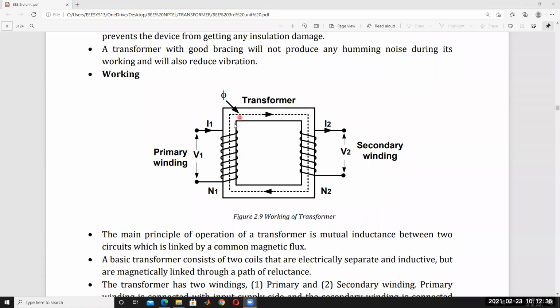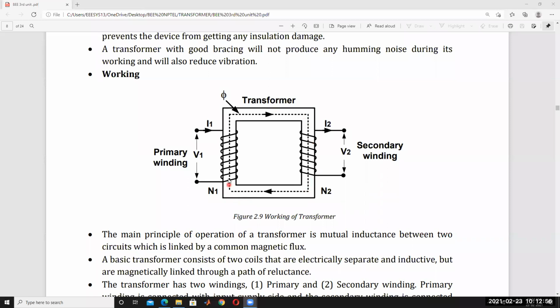Under no load condition, the secondary is not connected to the load. So under no load condition, this voltage is approximately 0. V2 is equal to 0 under no load condition, and also I2 is equal to 0. But the flux phi is not 0 under no load condition.